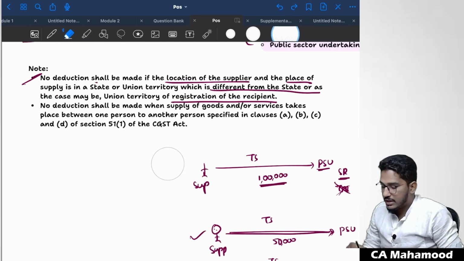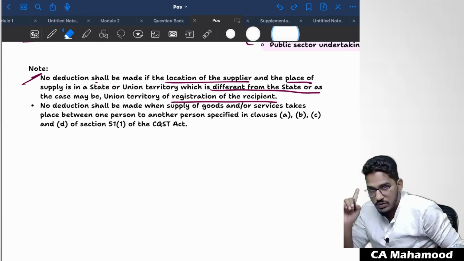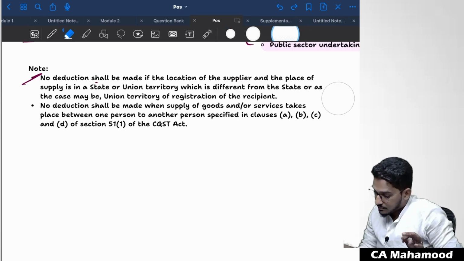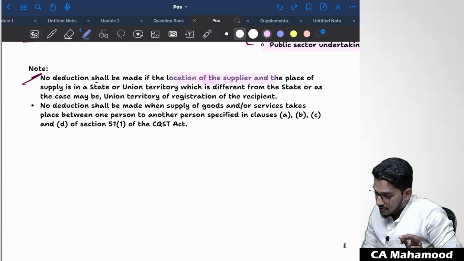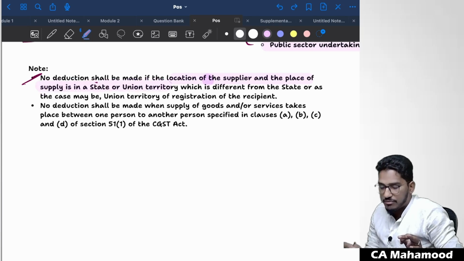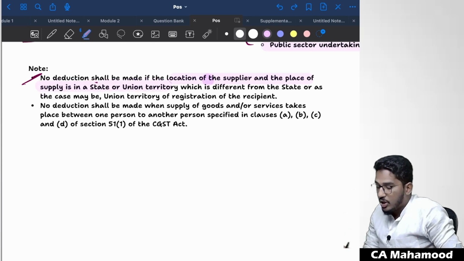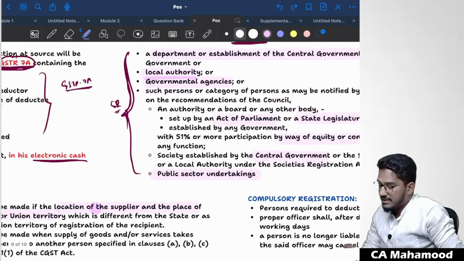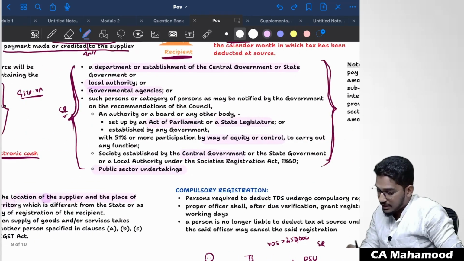So even though the above conditions are satisfied, in one case TDS will not get deducted, which is no deduction shall be made if the location of the supplier and the place of supply both are falling in same state or union territory, which is different from state or, as the case may be, union territory of registration of the recipient. In that case, TDS will not be deducted. And also one more thing, they say no TDS shall be made when supply of goods or services is happening within these entities.